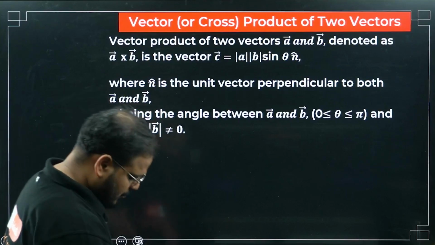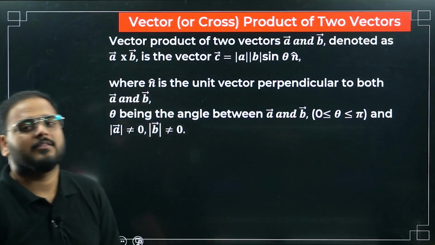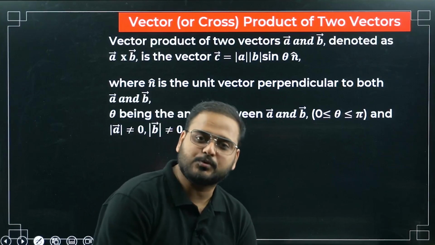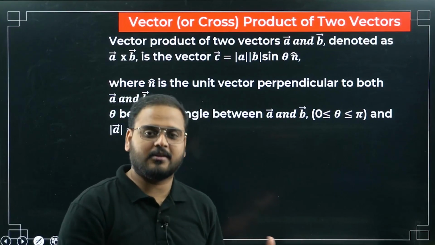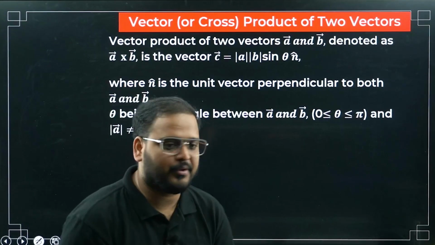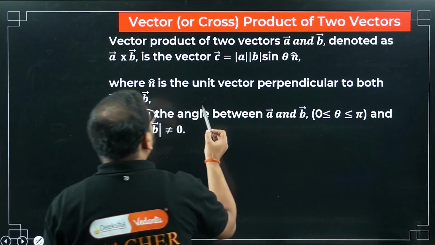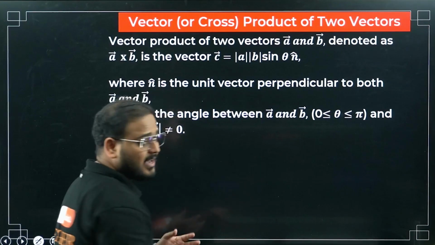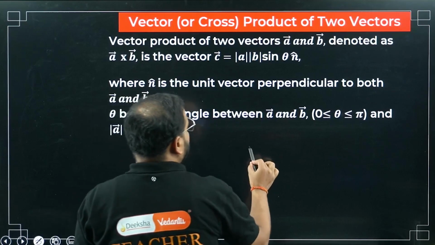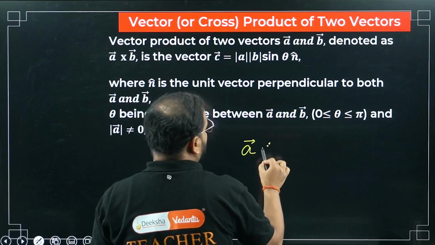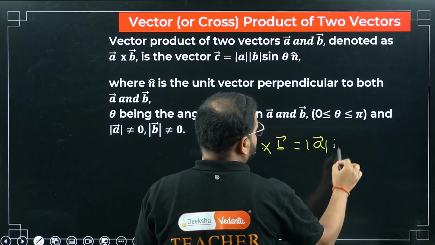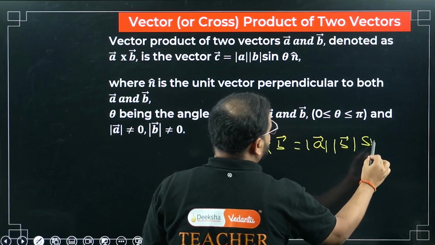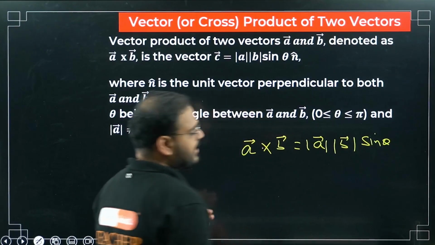Vector or cross product of two vectors. This might sometimes feel like a nightmare to some students, but it is actually very simple. Let's solve the questions on them after learning the concepts, and you'll feel the same way I do. Okay, so how do you write it? Remember, we wrote a dot b as ab cos theta. The cross product, we'll write this as ab sine theta.